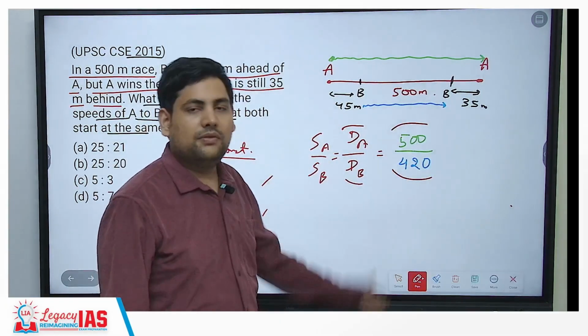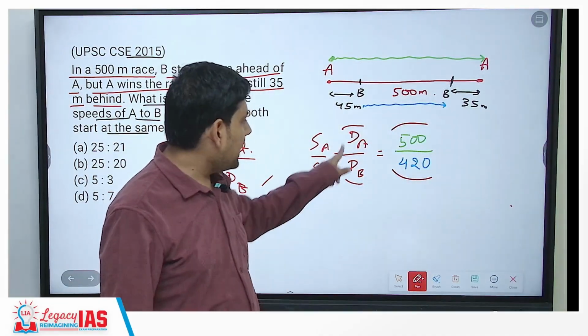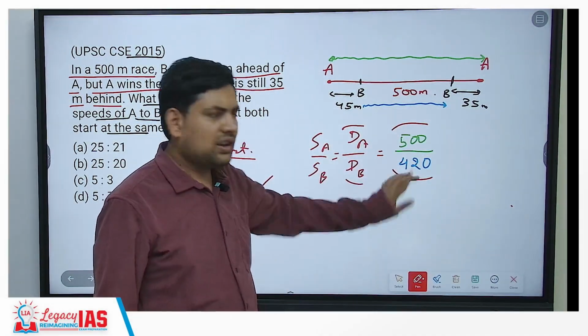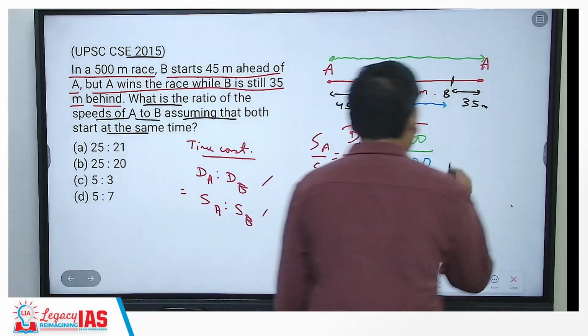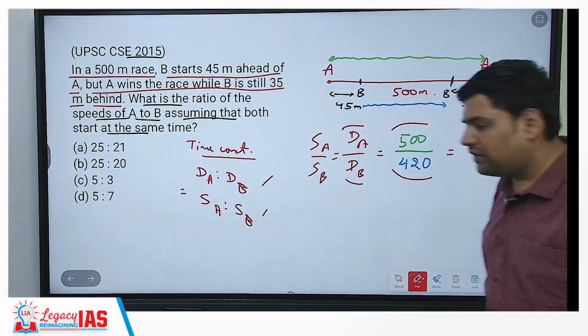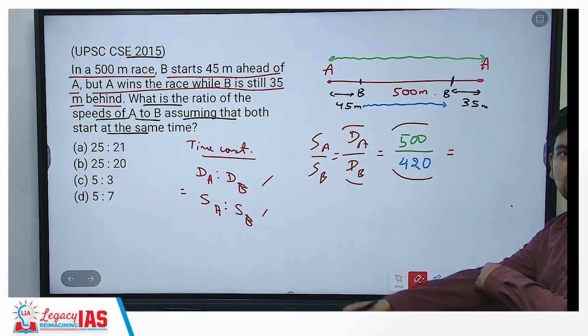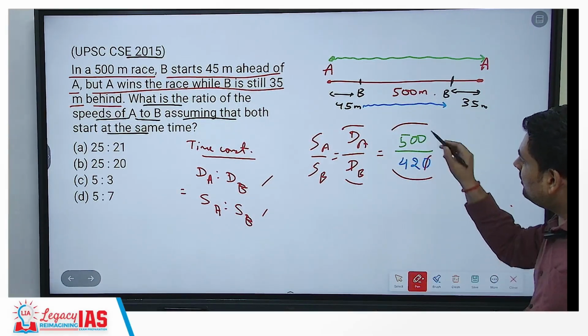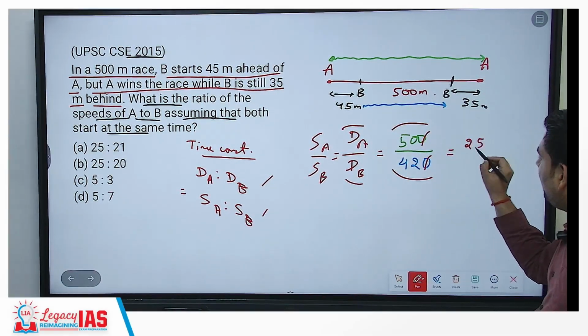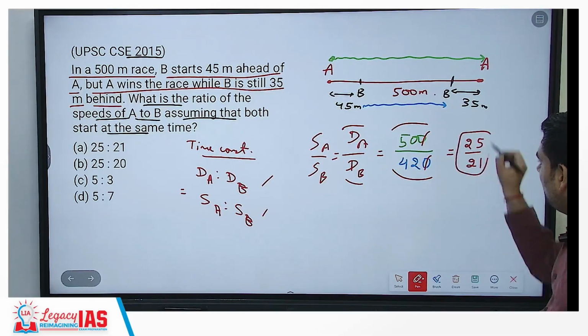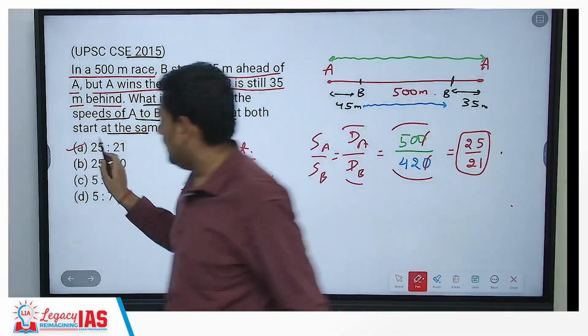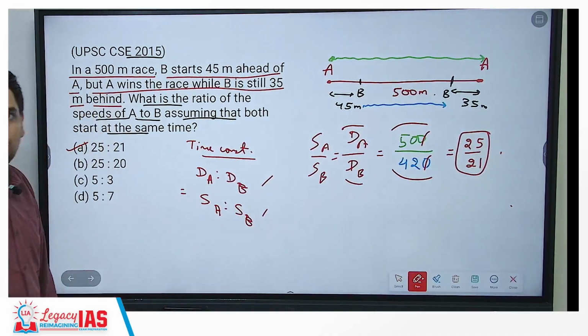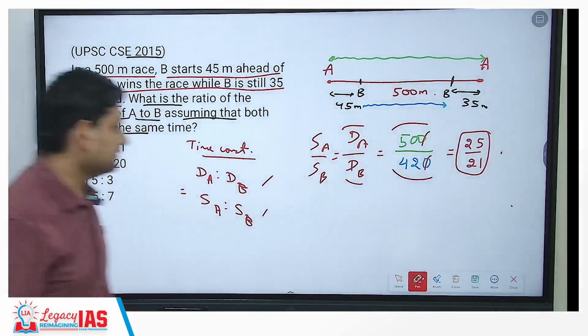Now this will also give me a ratio of their speeds. In the time that A travels 500 meters, B travels 420 meters. Now this is simple. Now what you get? 500 and 420. How many times this will go? Zero, zero cancel out. This will go 25 and 21. This is the ratio. Answer becomes 25 to 21. Understood? Simple. Okay. Then next.